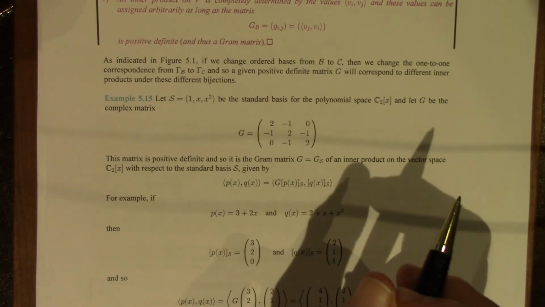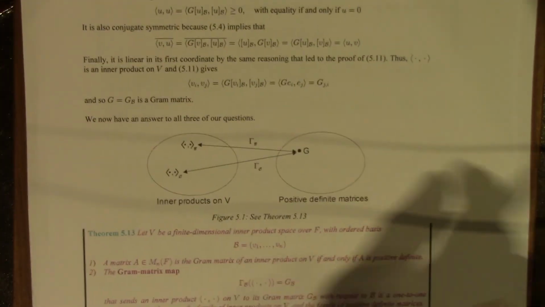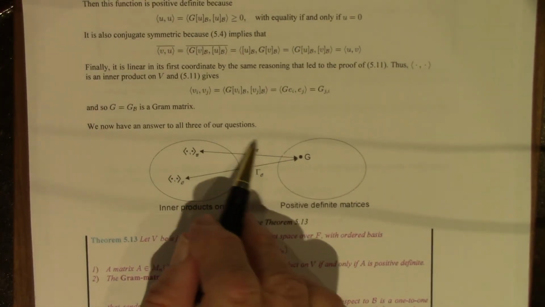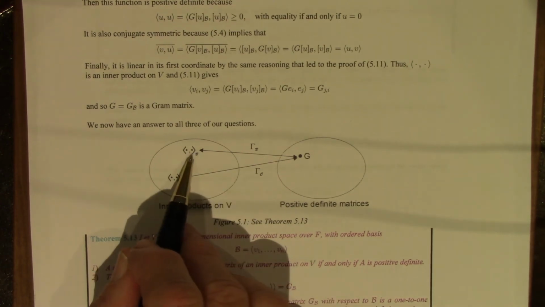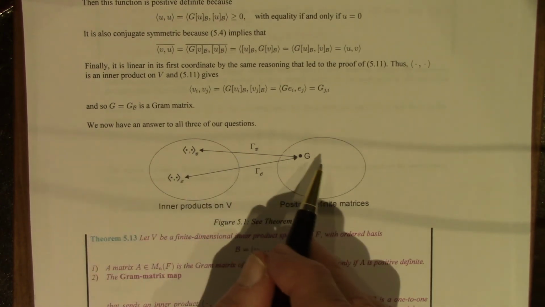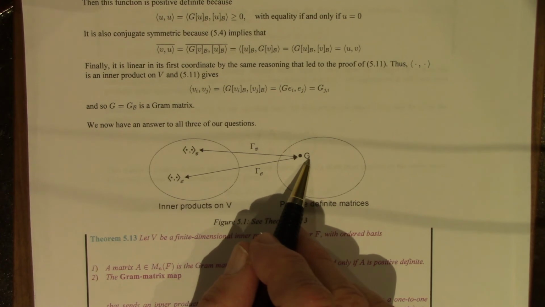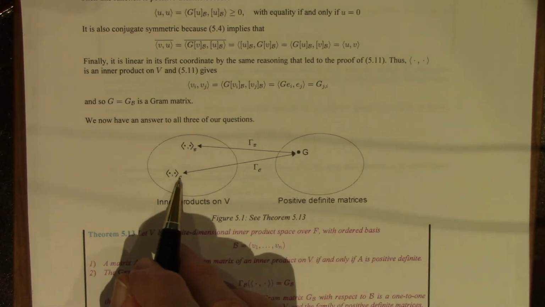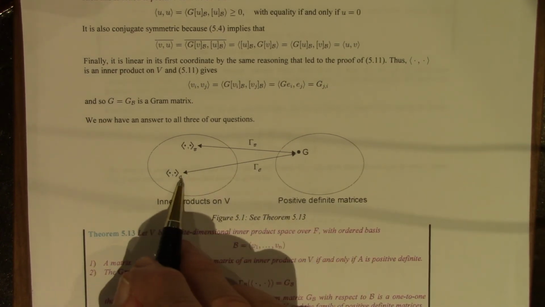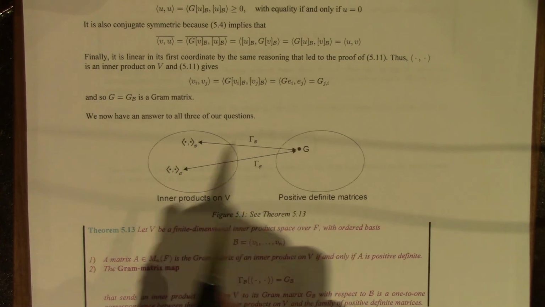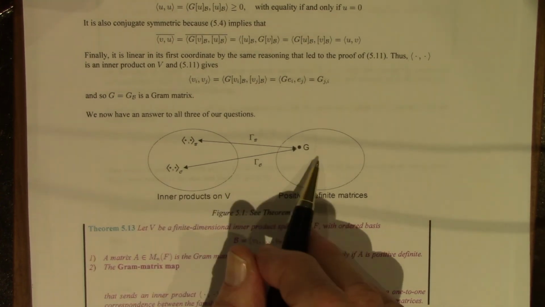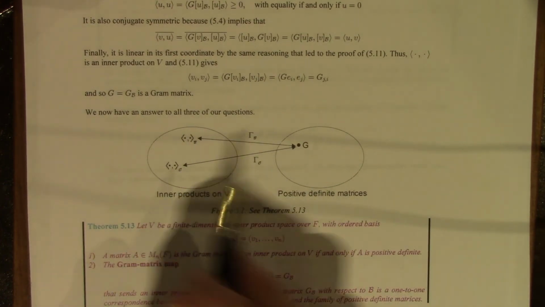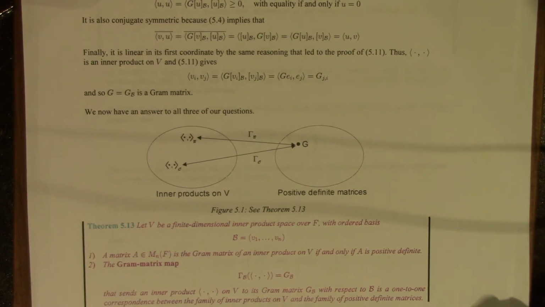Okay. I have a picture here. I don't know if it's very enlightening or not. Gamma sub B maps inner products to Gram matrices, or to positive definite matrices. Choose a different ordered basis, you get a different one-to-one correspondence between the inner products and positive definite matrices.